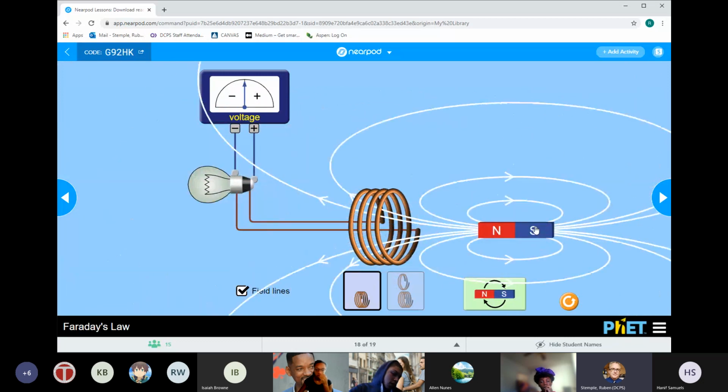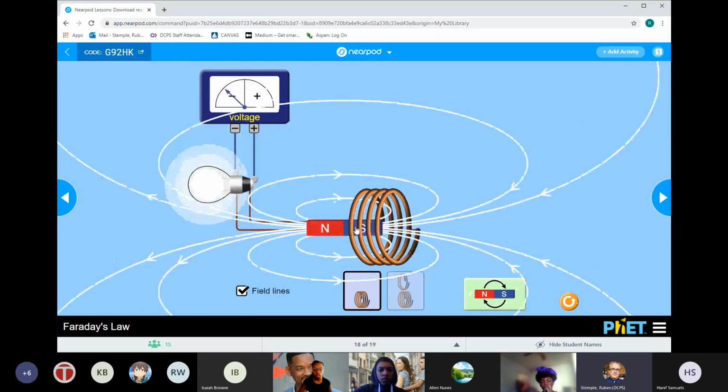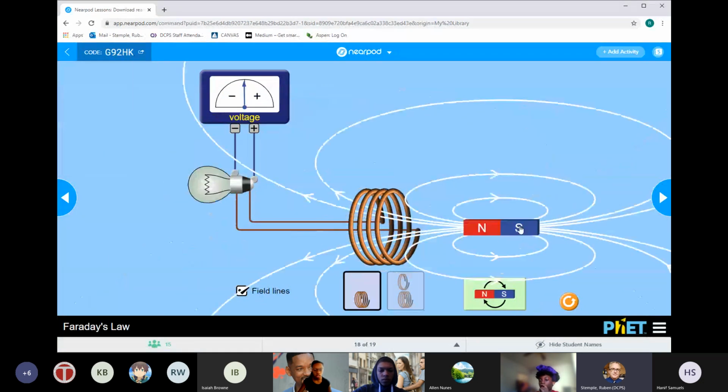So this is how that wave generator and that turbine generator work. This magnet is moving very, very fast through these coils and generating electricity as it does so.